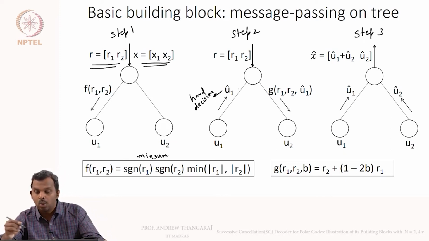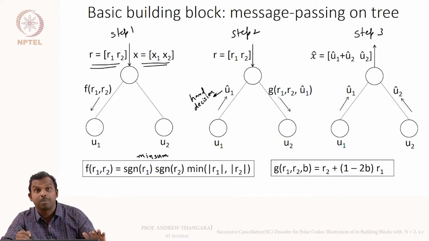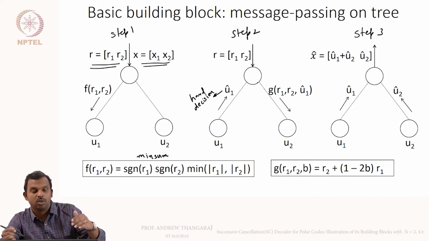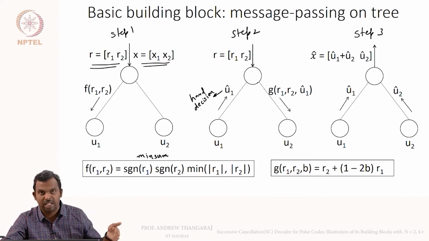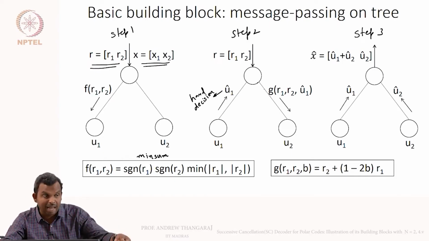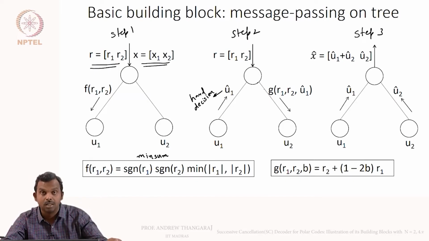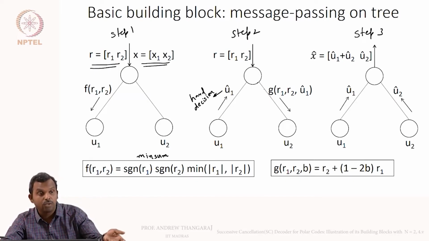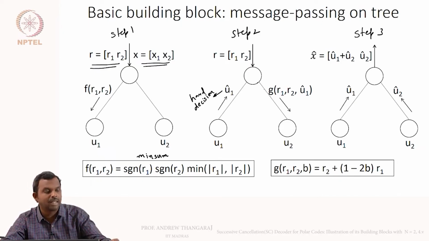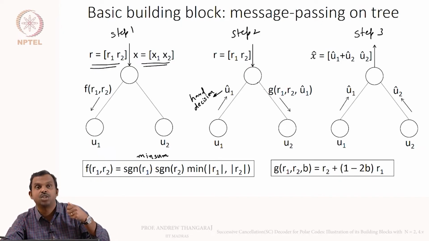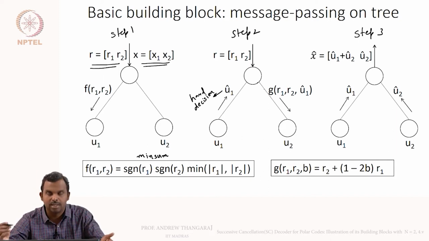Now once you have u1 hat, what goes in the next step? After you have u1 hat, from the root node you will send a message to the right child. In the first step, you sent a message to the left child, and then you got something back from the child. This is very important. You send a message to the left child, and then you wait for the decision to come back from the child. Once you get that decision, you send a message to the right child, the child on the right.